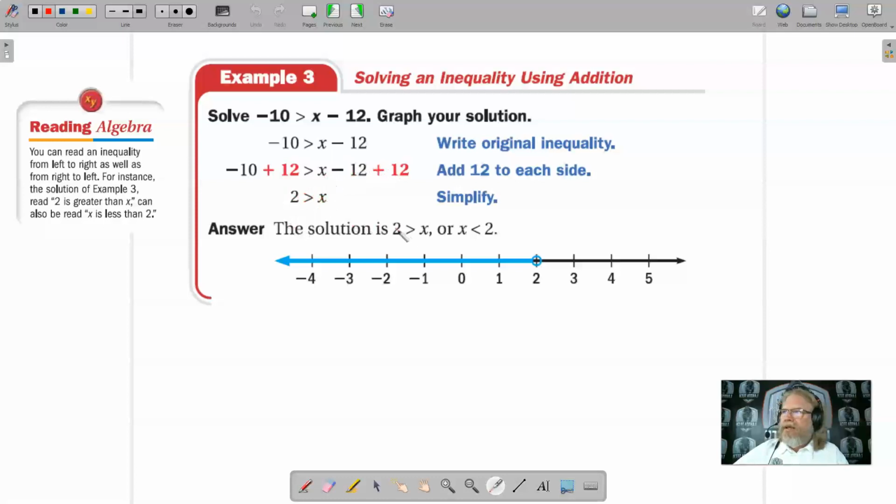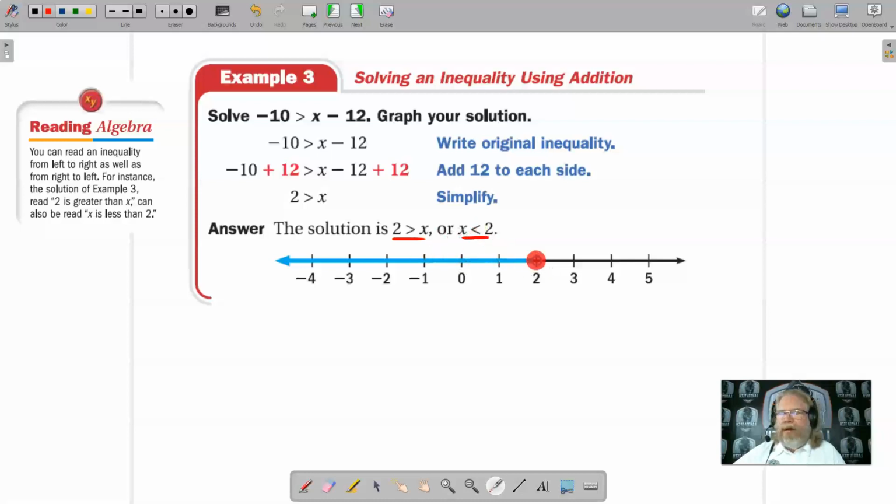So the solution is 2 is greater than x, or x is less than 2. Well, notice what they did right here. We have 2 is greater than x, which apparently is the same thing as x is less than, well, actually x is just less than 2. So we graph it. We're going to have an open dot right here because it does not involve the equality portion. And everything less than 2 is to the left.